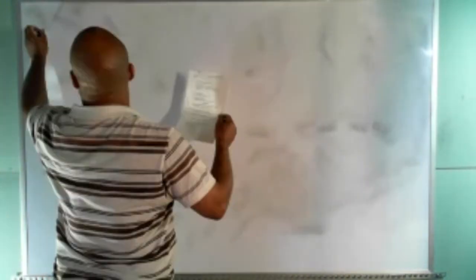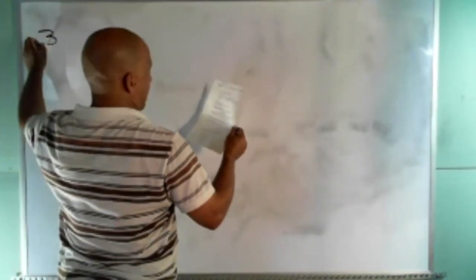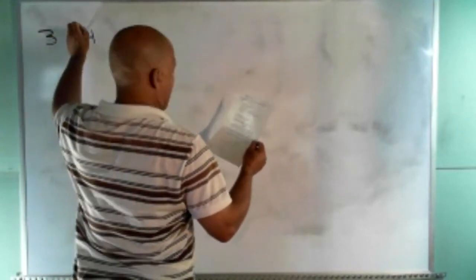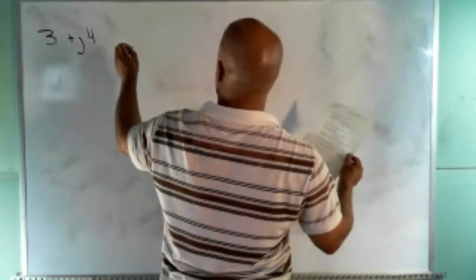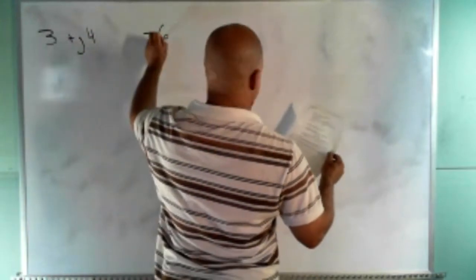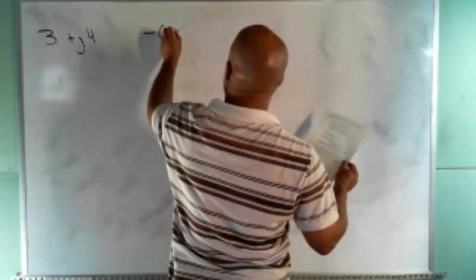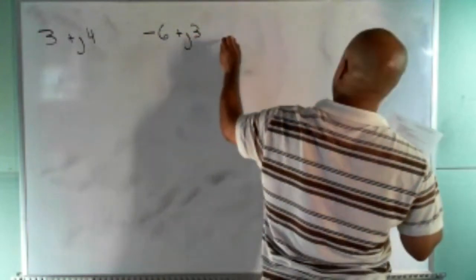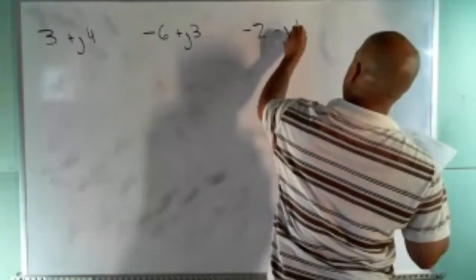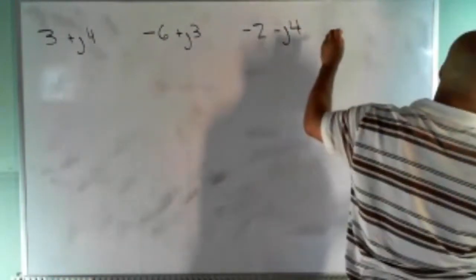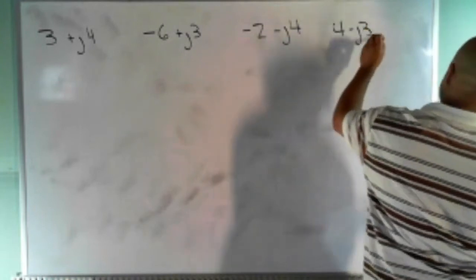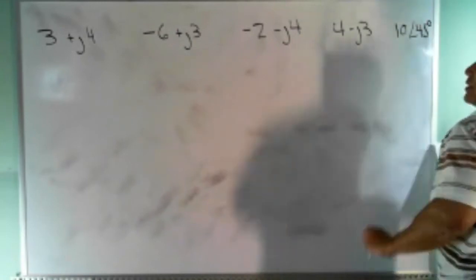So the first one is 3 plus j4. And they give you minus 6 plus j3. And they give you minus 2 minus j4. And they give you 4 minus j3. And they give you 10 angle 45 degrees.